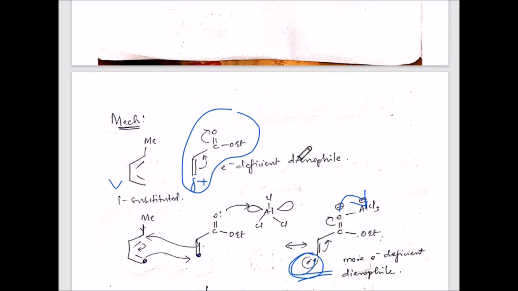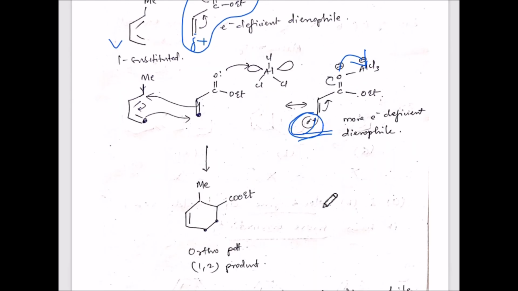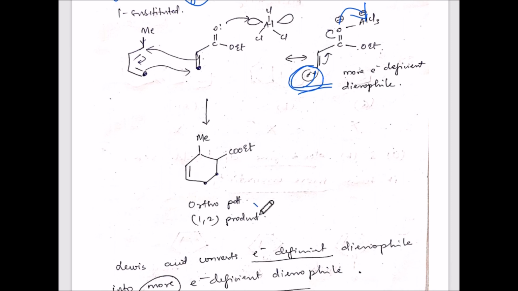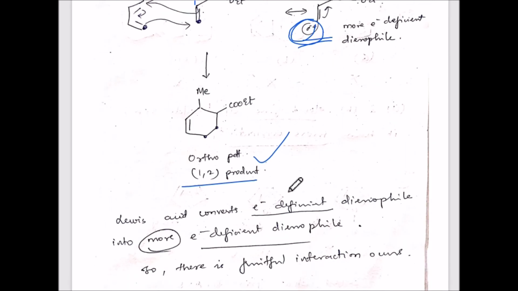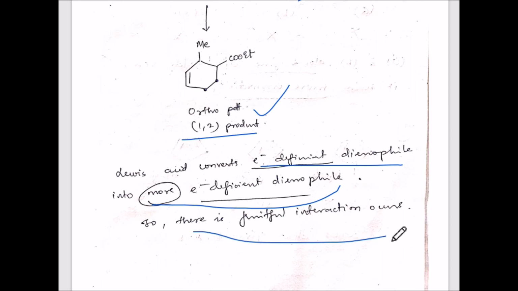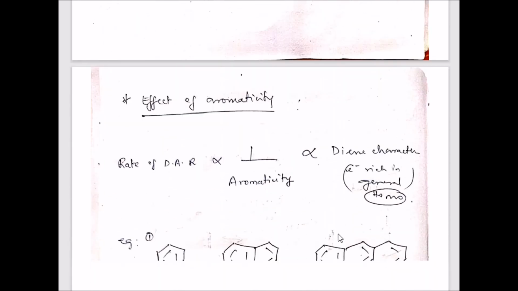So remember, in this particular case, when you have a Lewis acid in your Diels-Alder reaction, your dienophile is already electron deficient. It should be electron deficient. It will become more electron deficient when you have a Lewis acid catalyst. So you have to remember that, and then you end up with the product. You end up with the ortho product, 1,2, as the major product. This is how you understand the Lewis acid effect. The Lewis acid makes the dienophile, which is already electron deficient, more electron deficient, which therefore allows a fruitful interaction to occur.